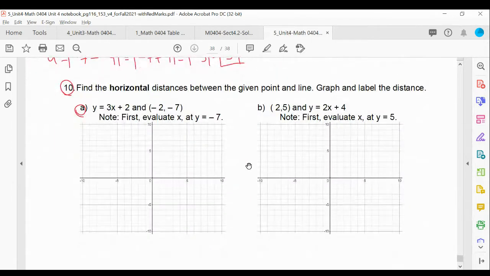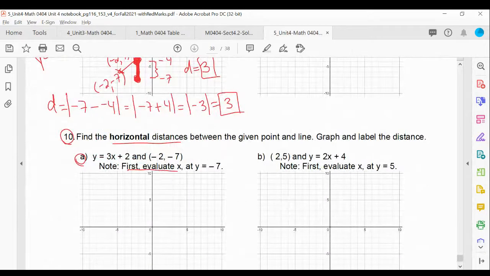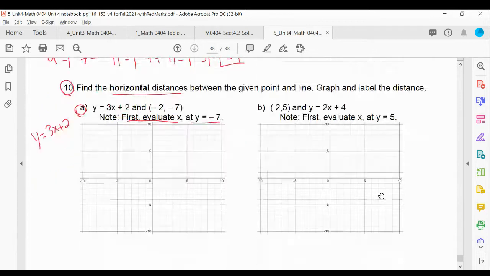Let's do the last one for the semester. Find the horizontal distance between the given point and line. Again, if we're trying to find the horizontal distance, whereas the first one was the vertical distance, we have to first evaluate x at y = -7. Let's do that scratch work on the left side here. We write down the equation, and we replace the y value with -7, because that's the same y-coordinate as the point.